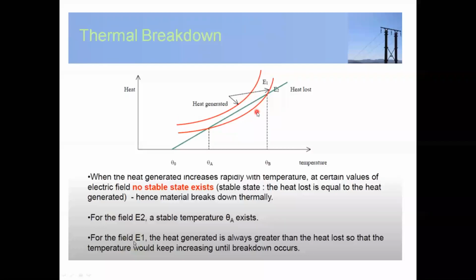But due to electric field E2, up to here heat generated is more than the heat lost. But in between theta A and theta B, heat lost is more than the heat generated. It's clear? Here heat lost is more than heat generation, because of that the solid type dielectric material is safe. From this curve we have to understand one main concept: heat lost must be greater than heat generation. Then only the solid type dielectric material is safe. Otherwise, breakdown takes place.